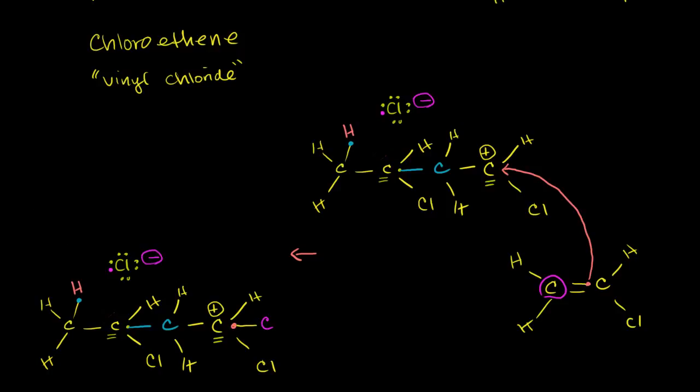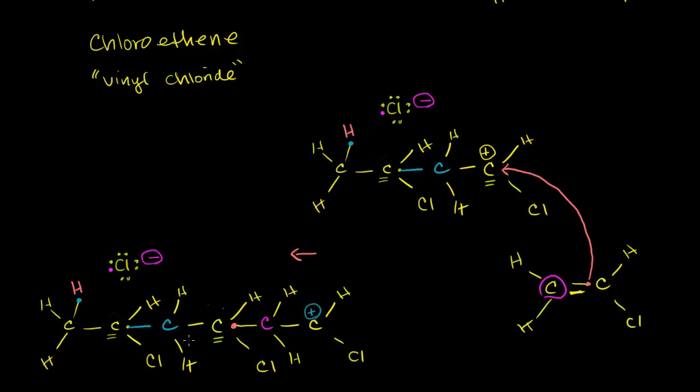He no longer has a positive charge. He's got all of his valence electrons now. And now this guy is bonded to two hydrogens. And he has a single bond, this single bond right here, to the carbon that just lost his electron, who's bonded to a hydrogen and a chlorine. And because he lost his electron, he now is a carbocation.